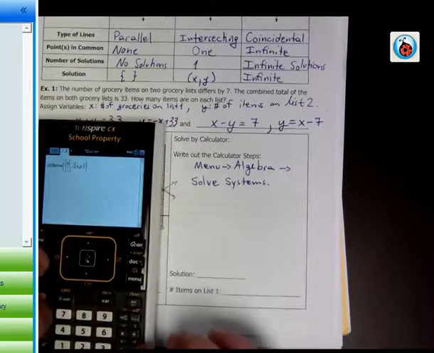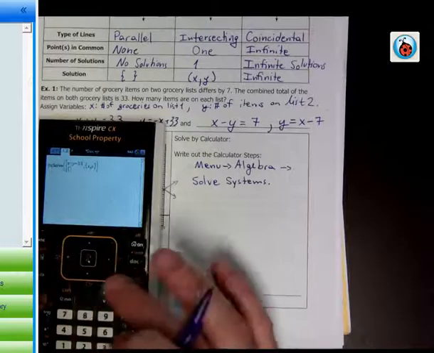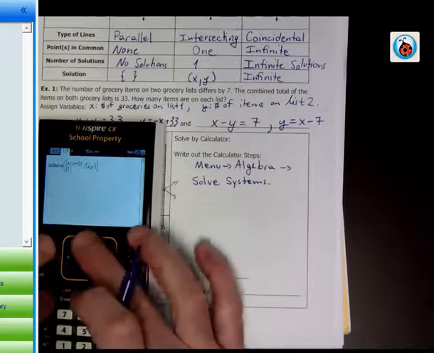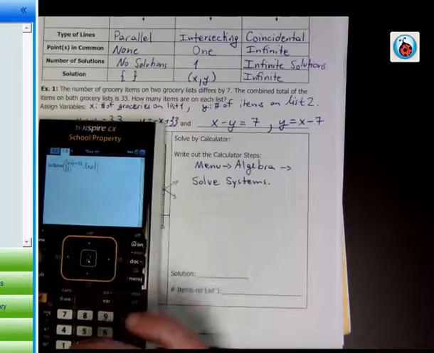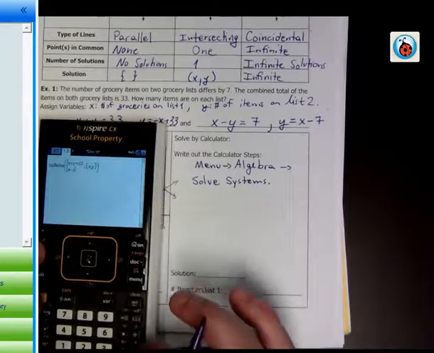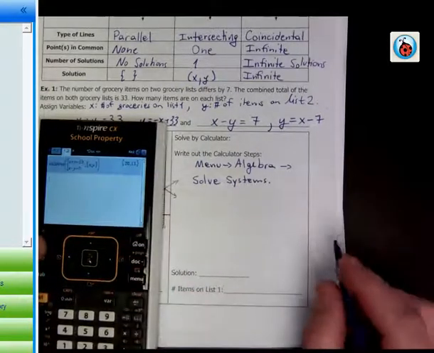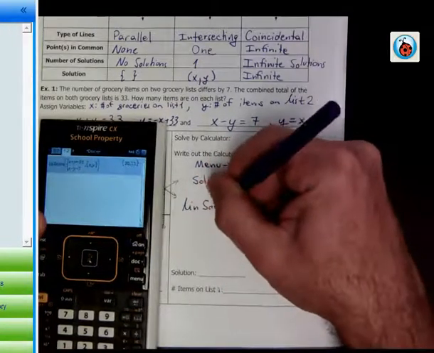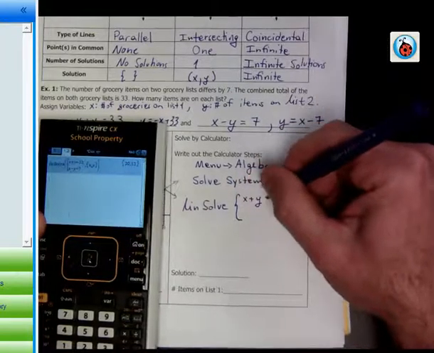So I had x plus y equals 33. The nice thing here is you don't have to solve for y on this one. And then x minus y equals 7. Okay, and again you get the same answer. So you enter both equations.